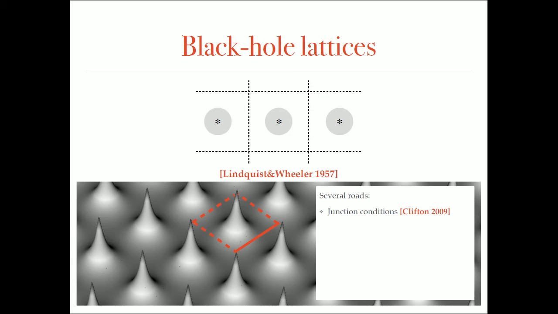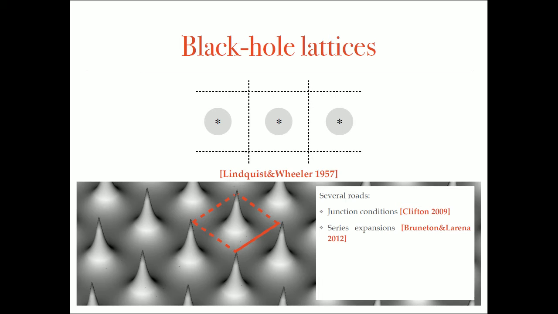Another road is to try and construct these lattices in a sort of expansion in M over R. And again, this is quite tricky. You have to be careful exactly how you do it. If you just sum a set of masses with M over R contribution to the metric, you don't get a convergent solution. So you have to be a bit careful how you do it. But this has been explained quite well in this work.